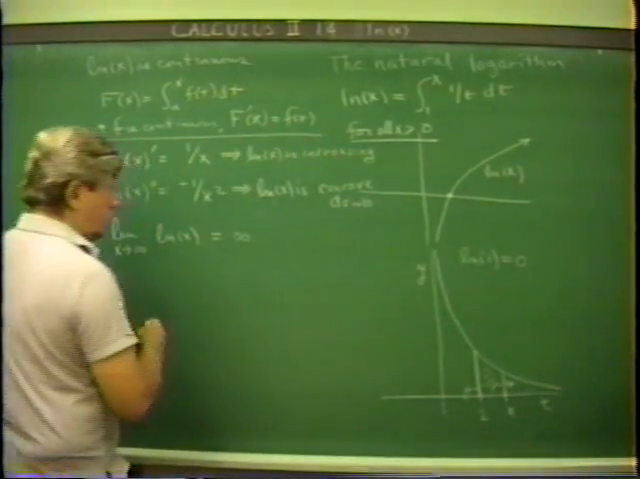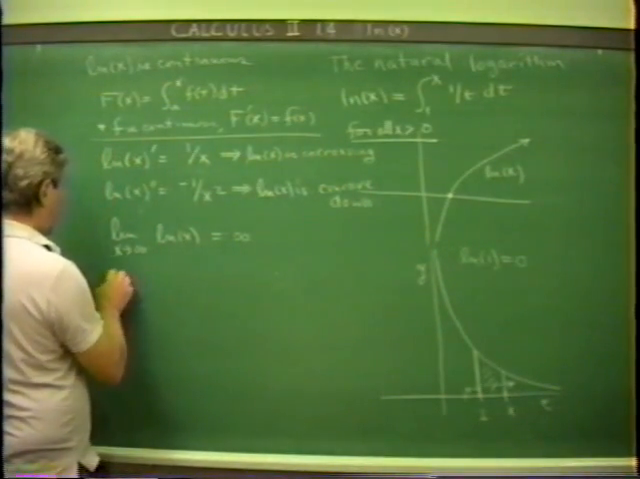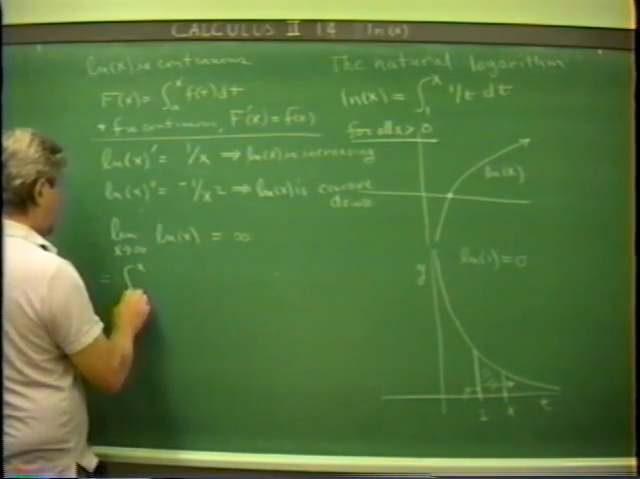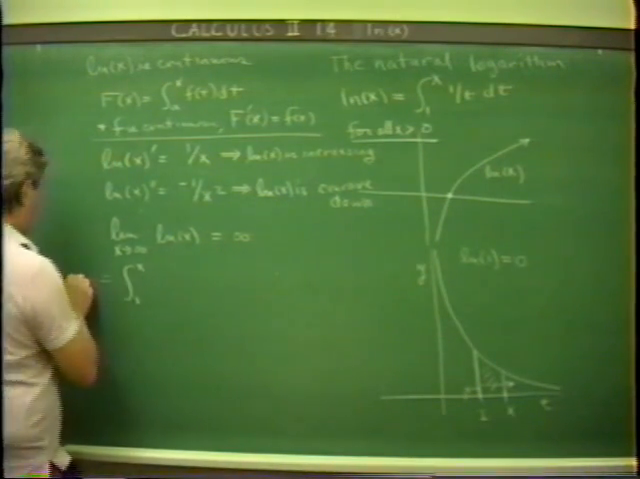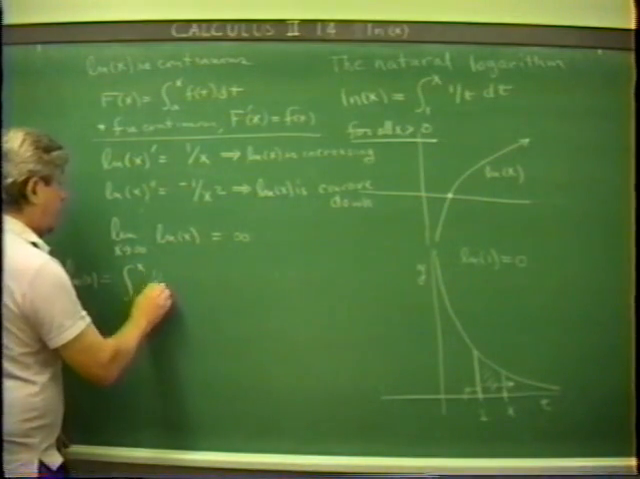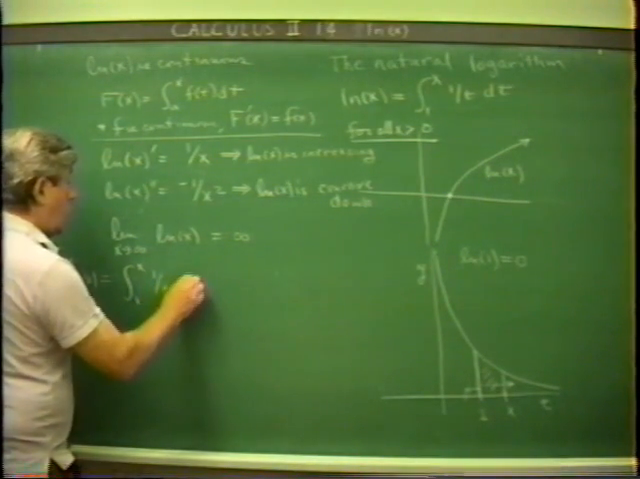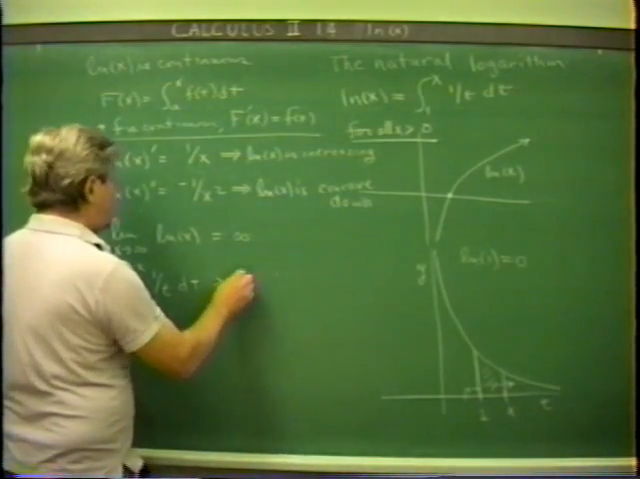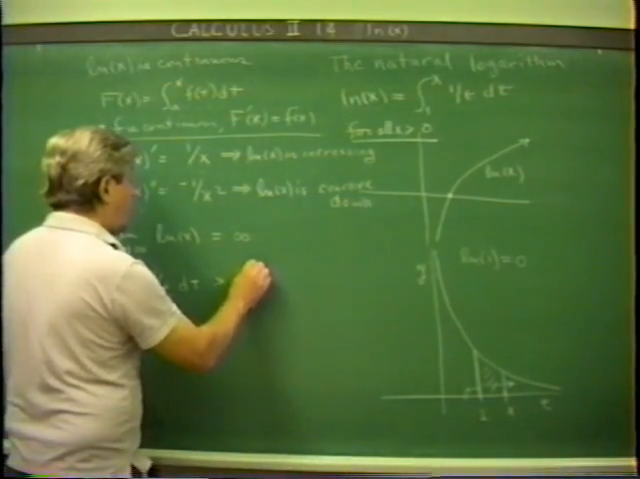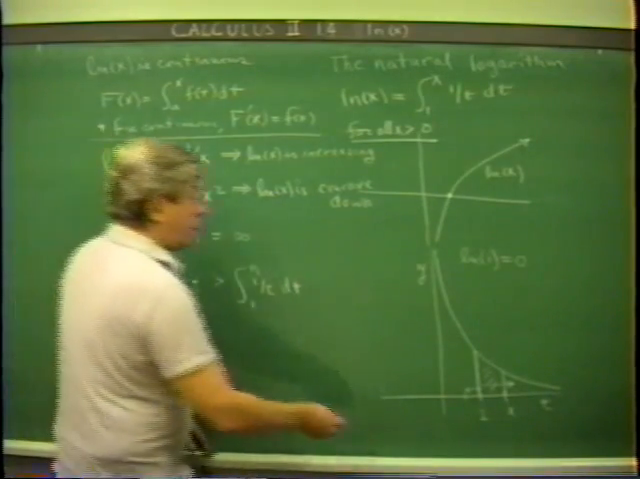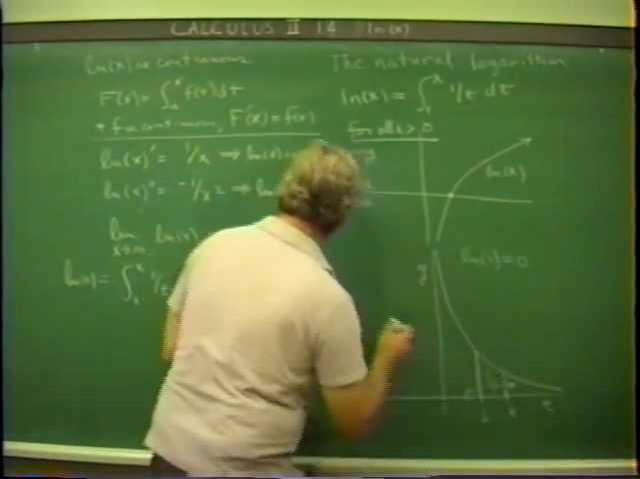To do that, consider the integral. ln x is equal to the integral from 1 to x of 1 over t dt. Right? And so this is going to be larger than the integral if we just go to some number n of 1 over t dt.